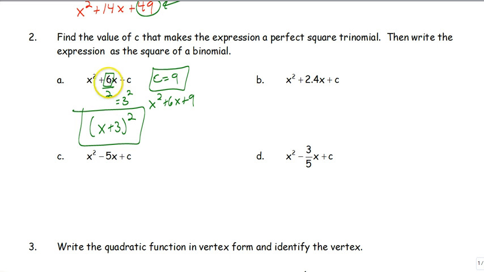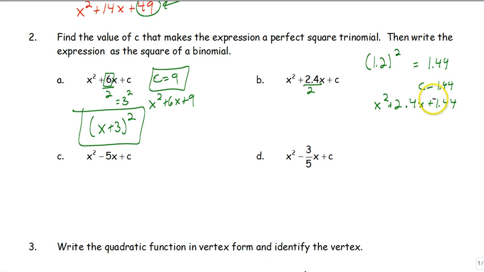Okay, so I took half of the middle number, squared it, that goes there, and now notice how it's a perfect square trinomial. So now I can write it as a square of a binomial. Alright, this one's not as nice. We have to divide this by 2, so we get 1.2 quantity squared. And that turns into 1.44. So c is equal to 1.44, and you can rewrite it with that in there to help you out if you want. X squared plus 2.4x plus 1.44.